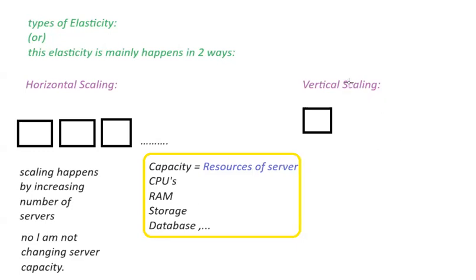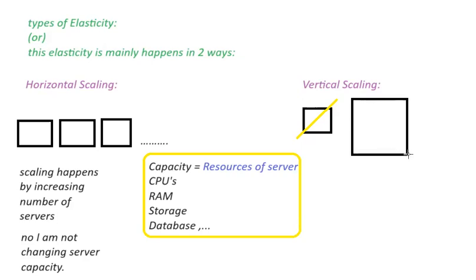In a similar way, in vertical scaling, what we are going to do is, this is a small server. Whatever the capacity, that is nothing but the resources of this server, is not sufficient. Whenever the resources of this server are not sufficient in vertical scaling, then we are just going to remove the previously existing server.